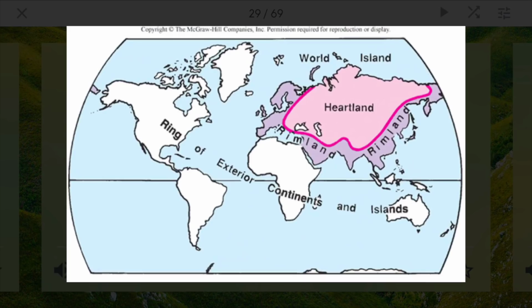The heartland describes basically Russia. Russia, of course, holds most of Eurasia together, and that's why it is many times seen as the most dominant part of Earth, and the ring of exterior continents and islands around it only serves a purpose to sort of exemplify the strength of Russia and this Eurasian continent.